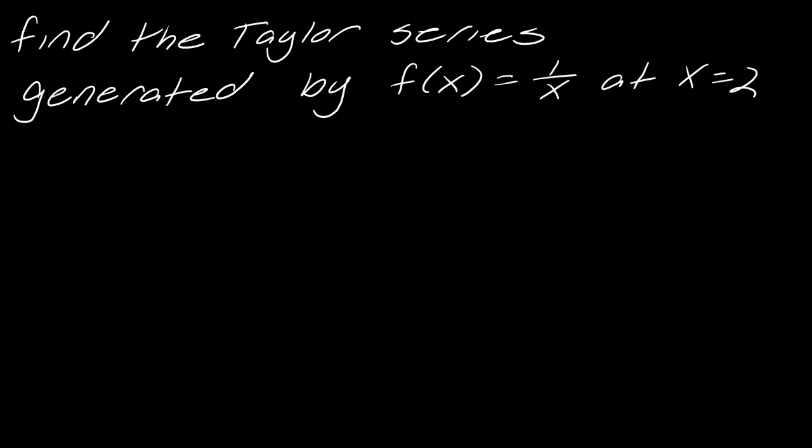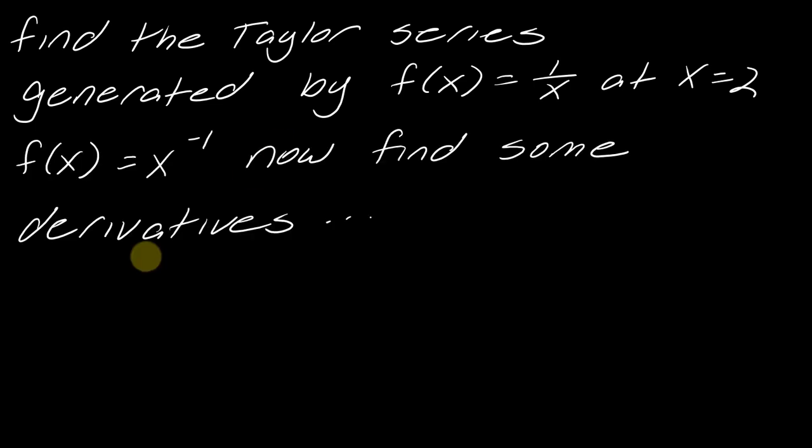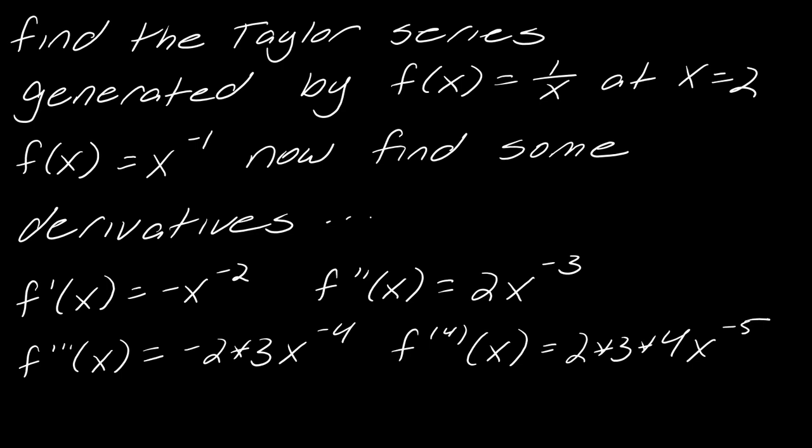So we're going to start by finding the Taylor series generated by f of x equals 1 over x at x equals 2. I'm just going to rewrite this as f of x equals x to the negative 1, and now we're going to find a whole bunch of derivatives. It just depends how many you need, but when you're first getting started, you're probably going to want to take a good handful. In my case, I'm going to take 4 derivatives just so I can clearly see the pattern emerge with the derivatives.